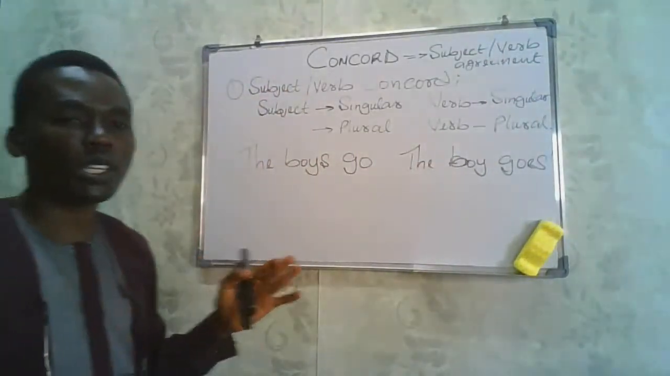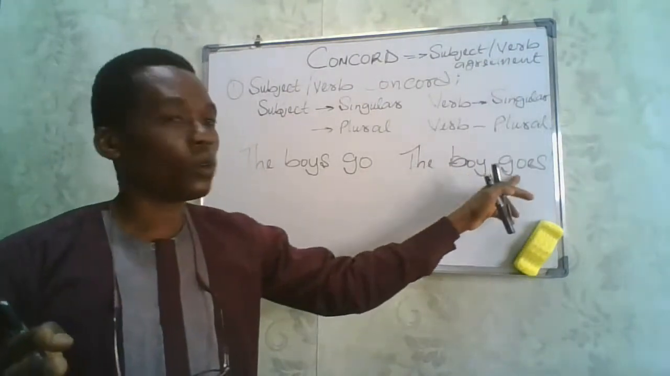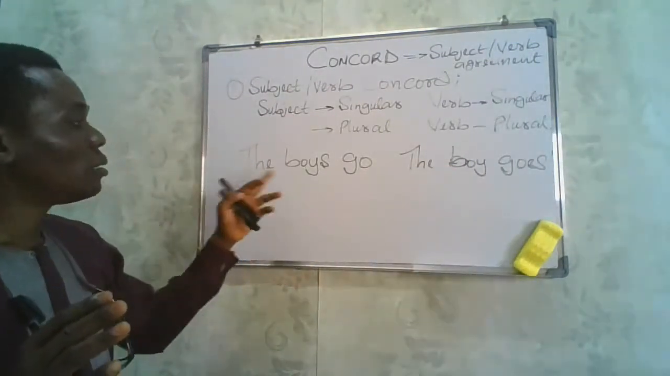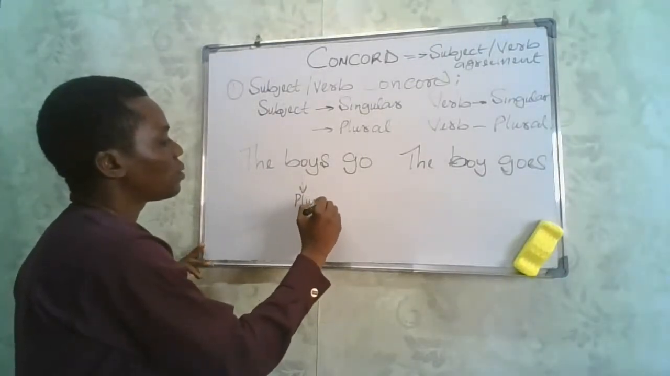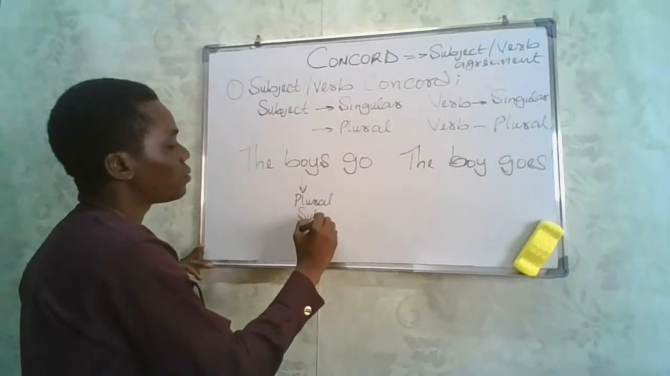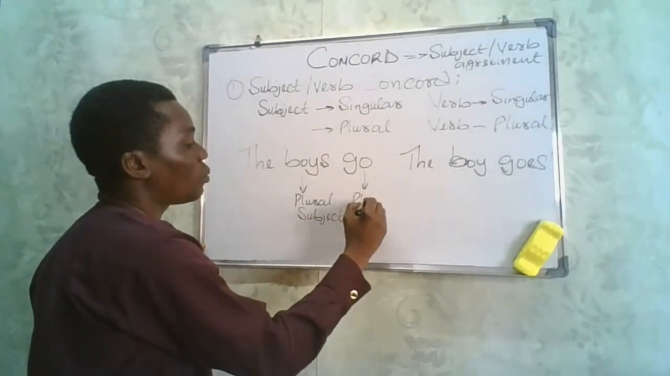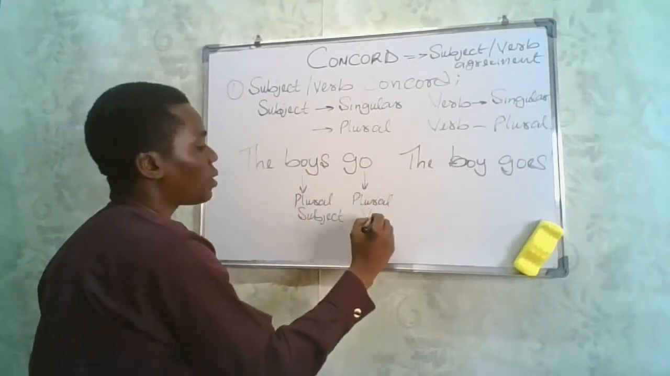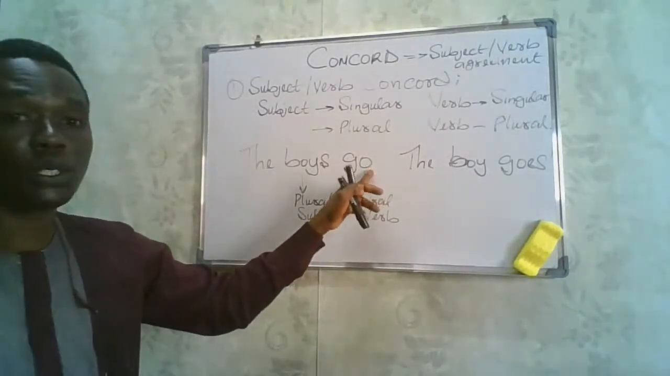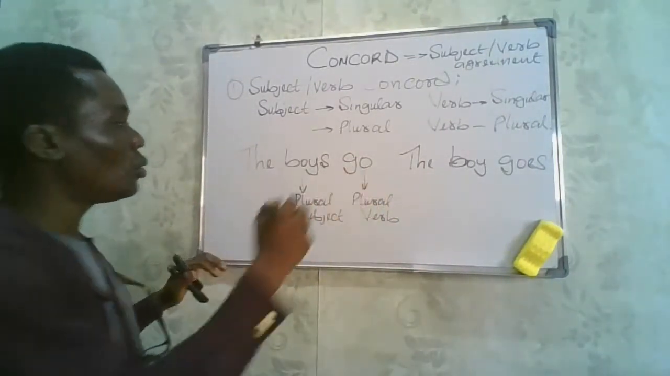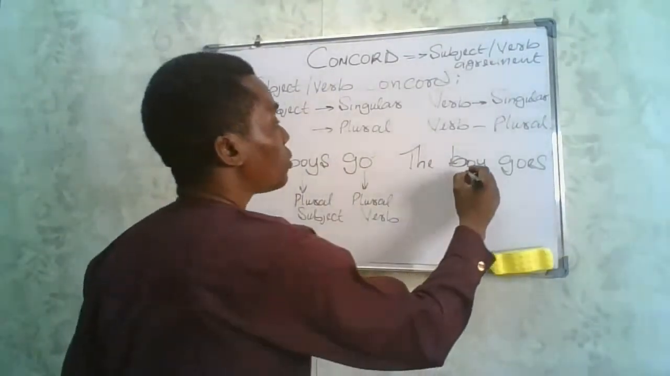So why are these two sentences different? The boys go and not the boy goes. So which is correct? The boys, this is a plural subject, and it must go with a plural verb. Now remember, a plural verb doesn't have S attached to the end. So this will be what? Right.